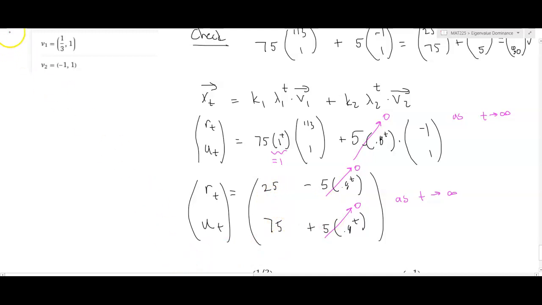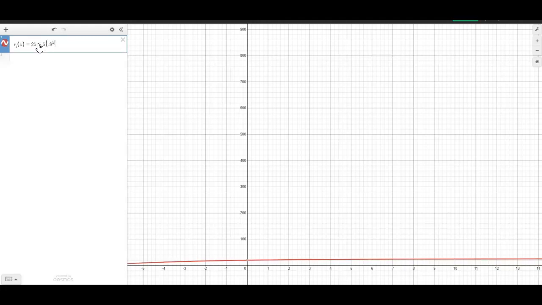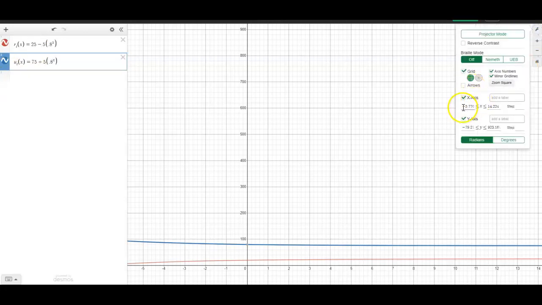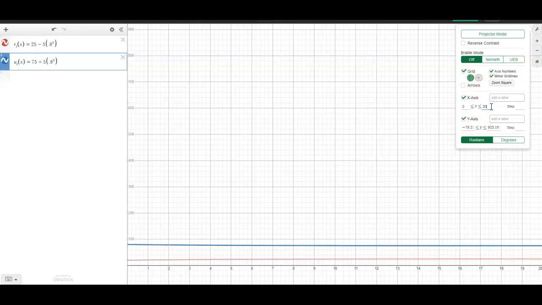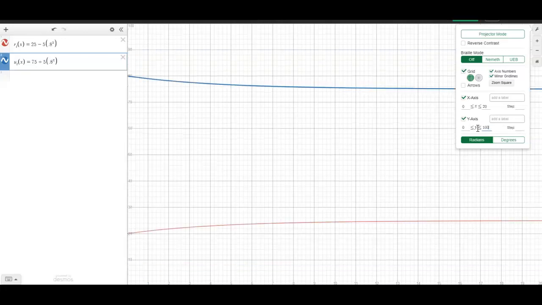So let's go ahead and actually model this in Desmos to see what this looks like. So I'm going to go ahead and just say this is r sub t at time x, we have to use x here unfortunately, equals 25 minus 5 times 0.8 to the x power, and u sub t of x is equal to 75 plus 5 times 0.8 to the x power. And let's just go ahead and zoom in on this on a scale. We'll just say we'll go from time 0 to time 20, and here we'll go from y equals 0 to y equals, we'll say 100.